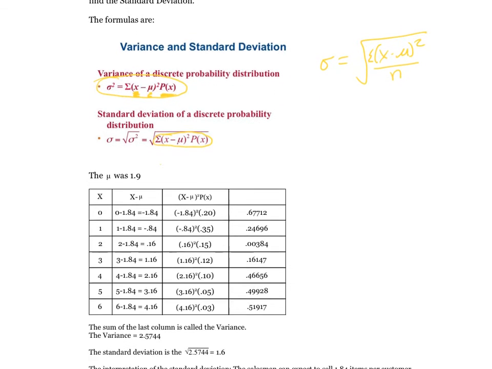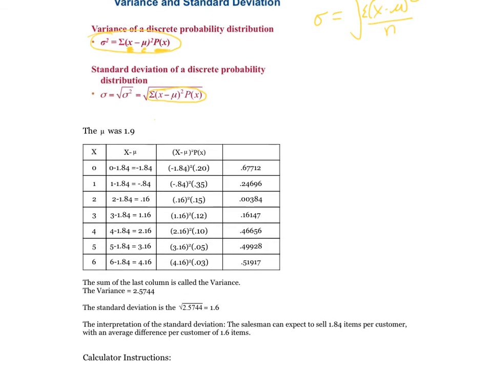So standard deviation is the square root of the variance. Again, if you have to do this by hand, we would do this by using a table. So I have another column with all my x's in it, and our average was 1.84.